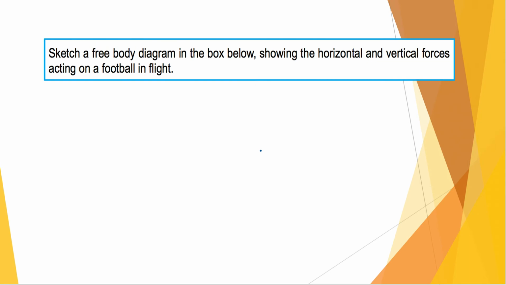Sketch a free body diagram in the box below showing the horizontal and vertical forces acting on a football in flight. Now, it's not asking you to talk about the start of the flight, the middle of the flight, the end of the flight. So one drawing here was good enough. So think about a football, think about weight, think about air resistance. I think this was worth 2 marks, I believe.